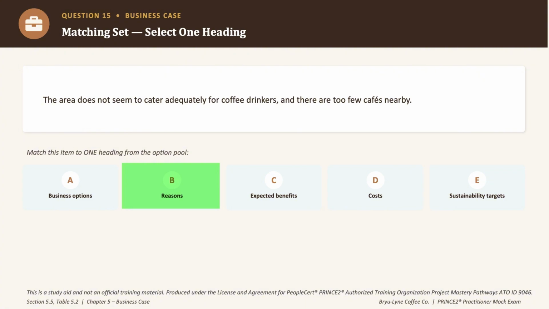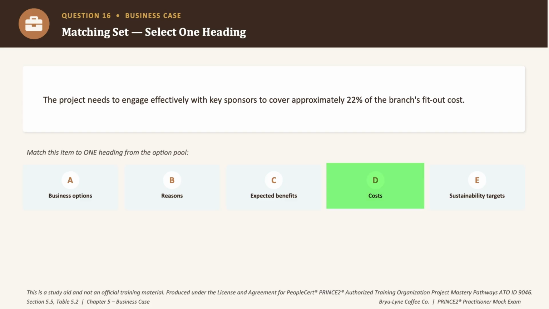Question number 16. The sponsors will cover about 22% of the branch's fit out costs. Now this is quite straightforward because this is about funding arrangements for the project, which is exactly what the cost heading covers as a summary of project costs. And of course, it also covers how they'll be funded. Definitely, it's not a sustainability target and it's not expected benefits as well. Sponsorship money is a funding source, not a measurable improvement. So the correct heading is option D, which is costs.